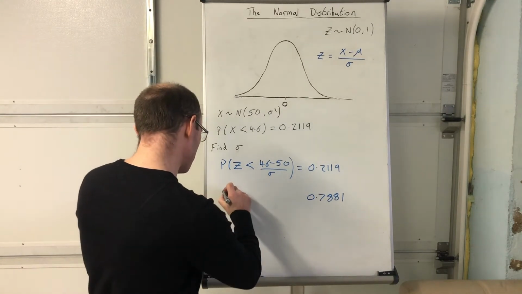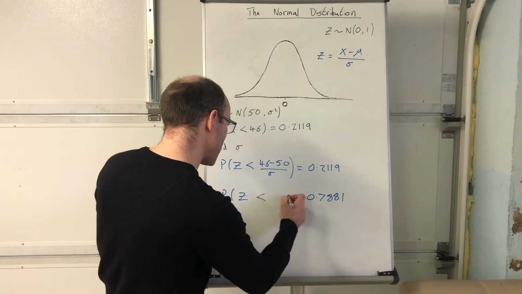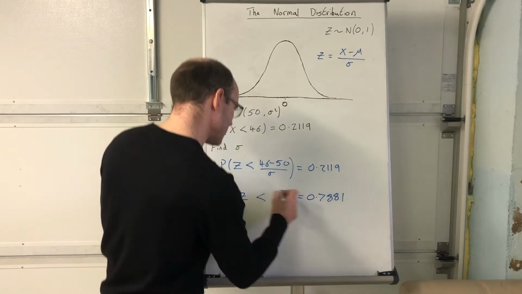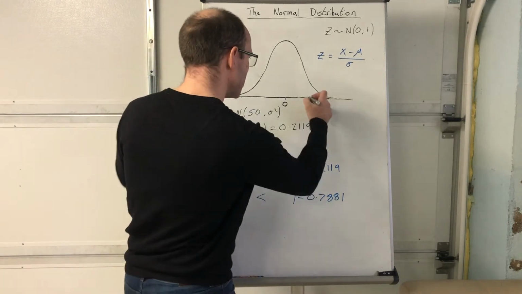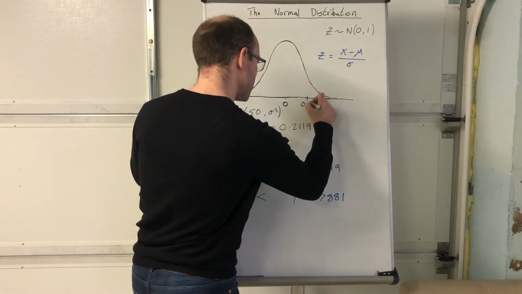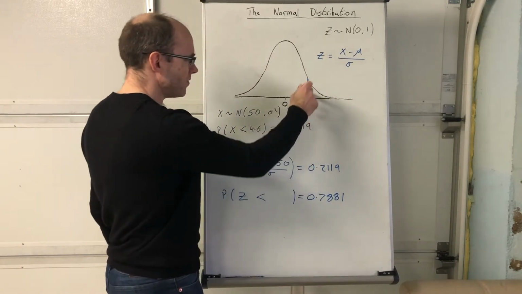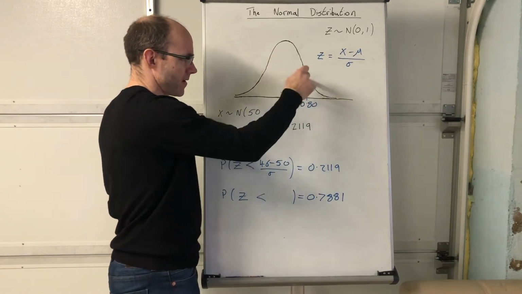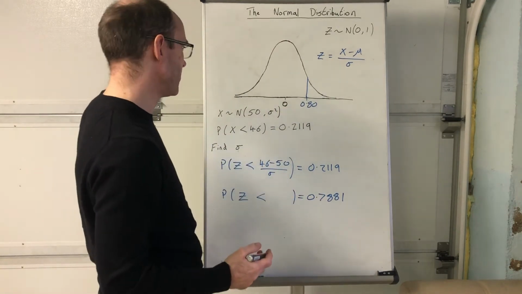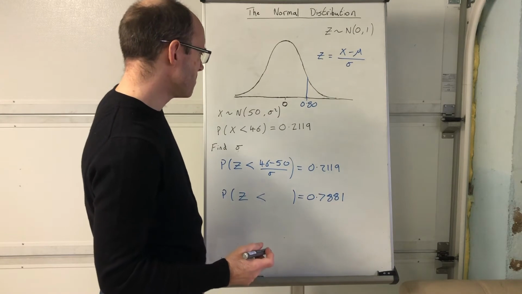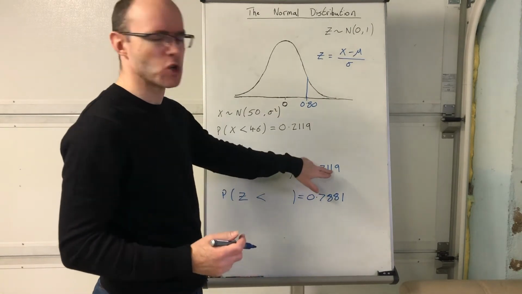Well, let me just write it down. We found the probability that z is less than a particular value is equal to 0.7881. And let me just put up here the 0.80 that we just found, okay? So what I'm saying is that all of that has got a probability of 0.7881, all right? But of course, we want the probability Z is less than this, which is 0.2119.